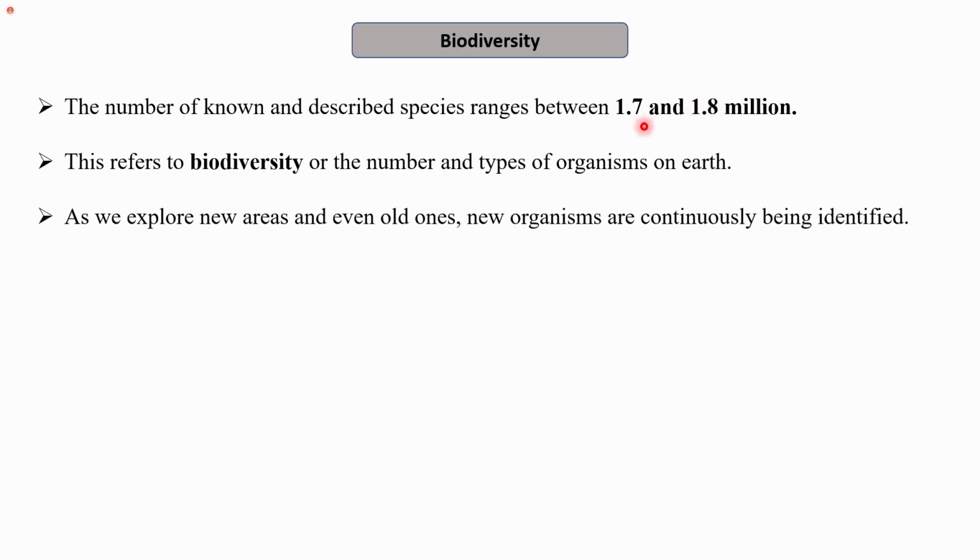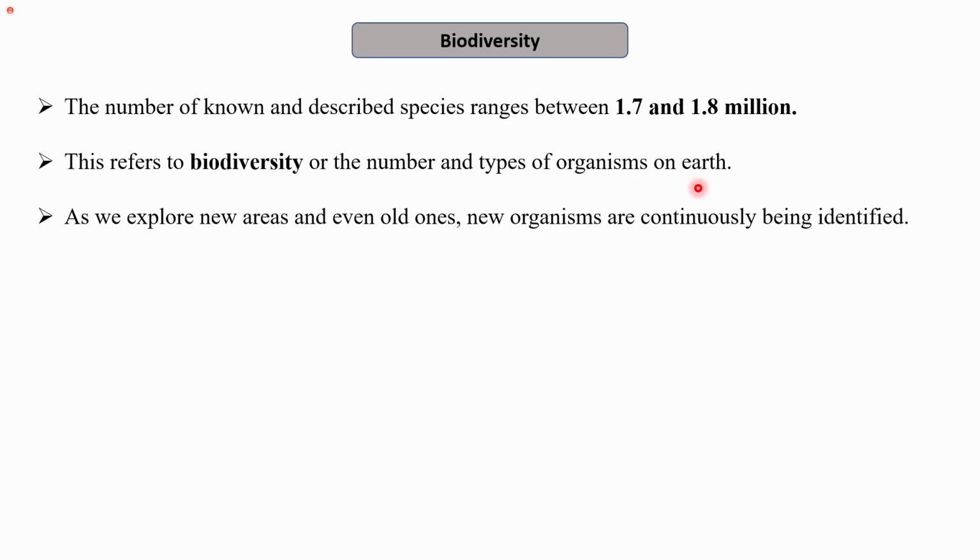So these are the number of known species that have been described till now, approximately 1.7 to 1.8 million. And this refers to biodiversity. The name itself defines the diversity in living organisms. Bio means related to living. Diversity means diversified, how many different species or different organisms exist. So this refers to biodiversity, or the number and types of organisms that exist on the earth.